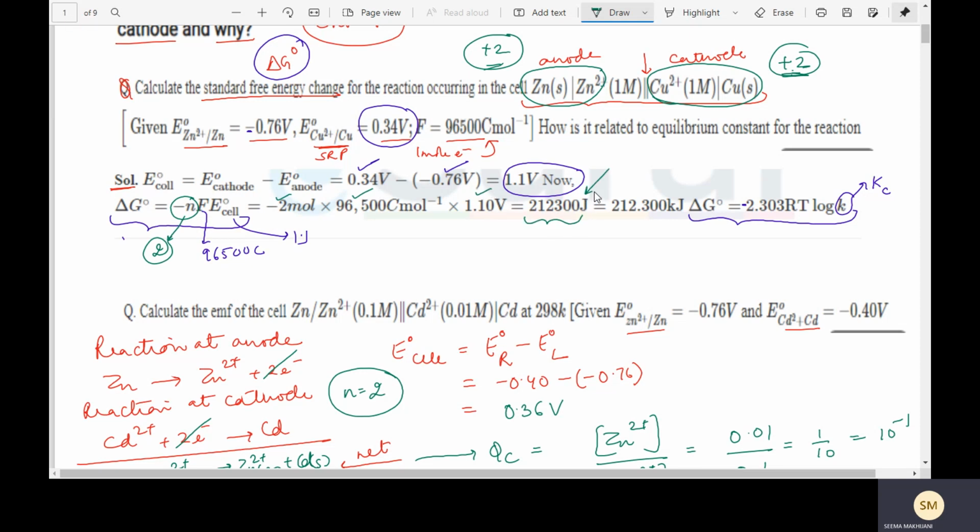Please remember this value is always in joules because कूलम इंटू वोल्ट इज इक्वल टू जूल. अगर उसको किलो जूल में लिखना है तो you need to divide by 1000. 1000 से डिवाइड करेंगे तो you would get a decimal at this point. फाइन. So that your answer becomes in kilojoules. Also, delta G naught is related to equilibrium constant by this particular formula, minus 2.303 RT log of the equilibrium constant. Moving on to the next question.